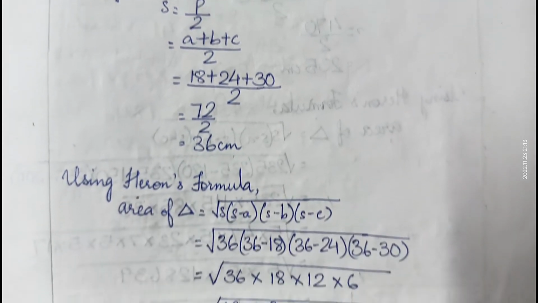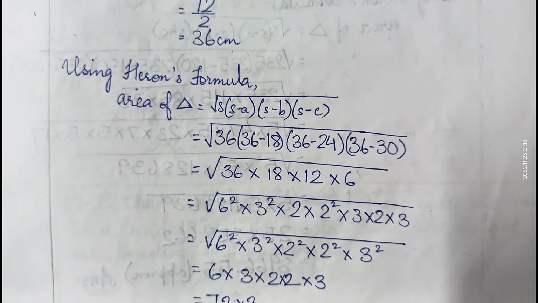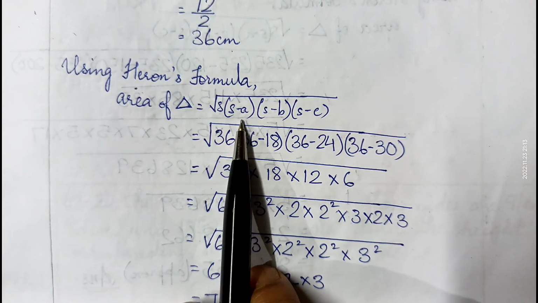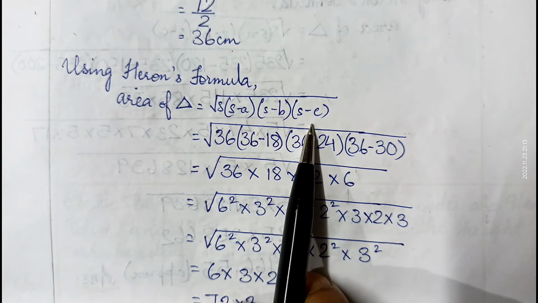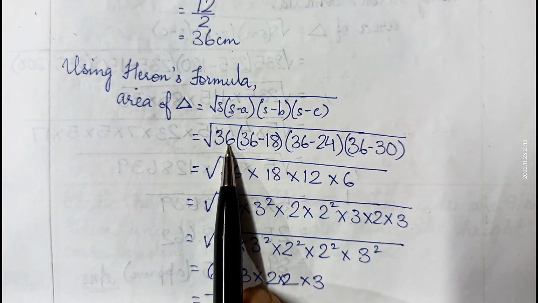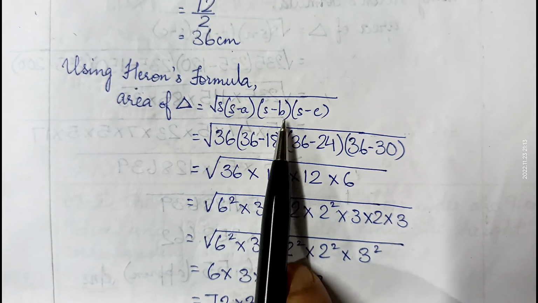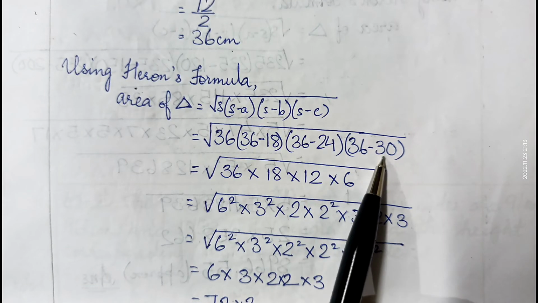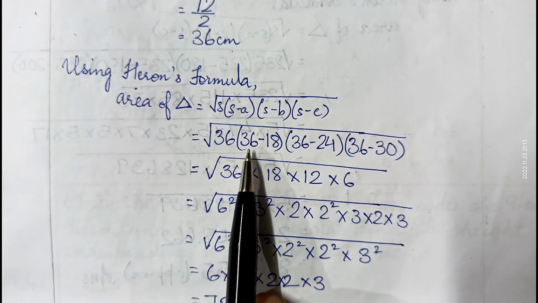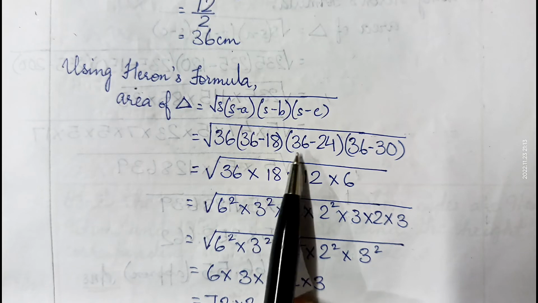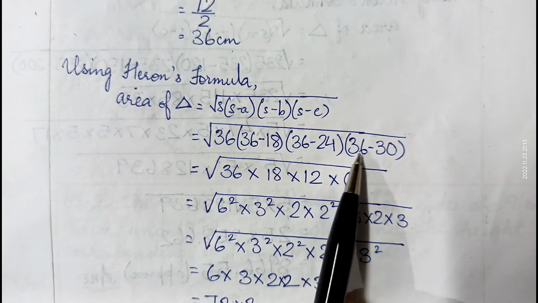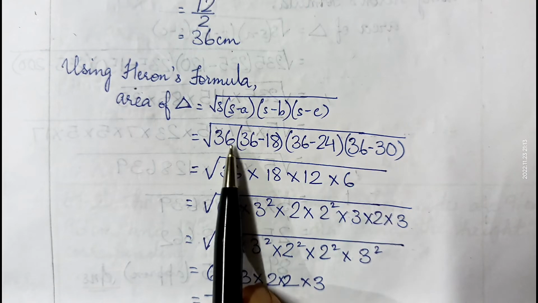Now we have to use Heron's formula. Heron's formula is root over S, S minus A, S minus B, S minus C. Here S is 36, A is 18, B is 24 and C is 30. So it will be 36 into (36 minus 18) into (36 minus 24) into (36 minus 30).